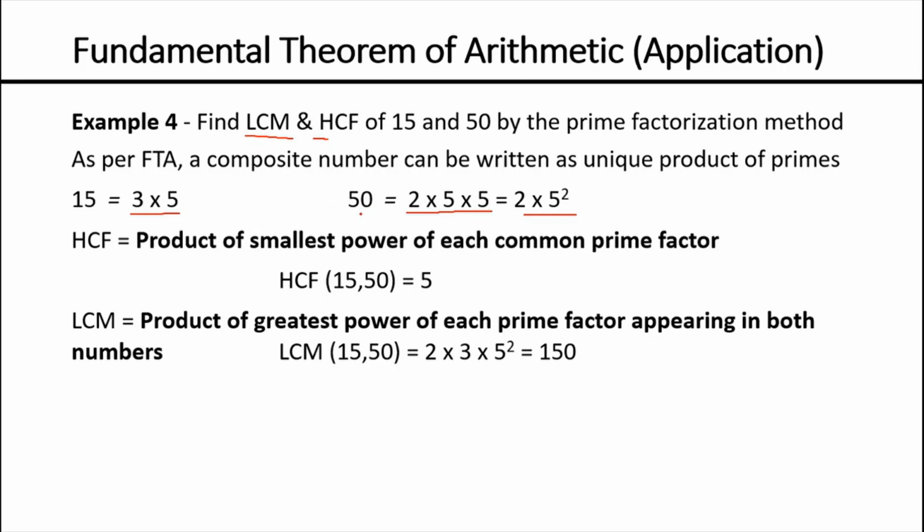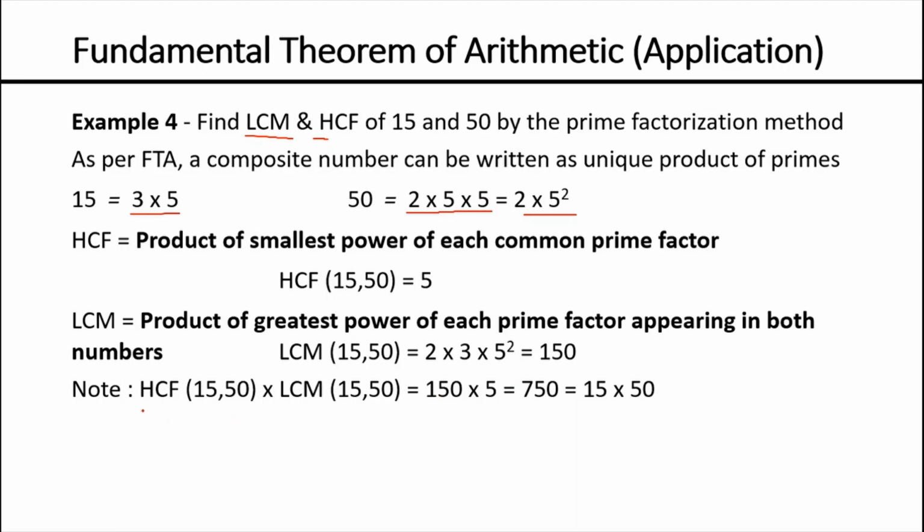Now coming on to 50, we have already covered 5. The only remaining prime number is 2. As 2 is appearing in 50 only once, we'll take 2 to the power 1. So the LCM of 15 and 50 would be 2 into 3 into 25, which is 150.